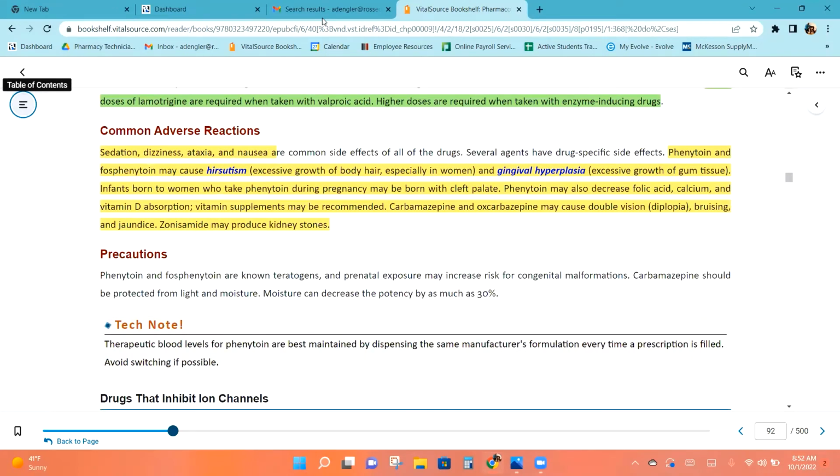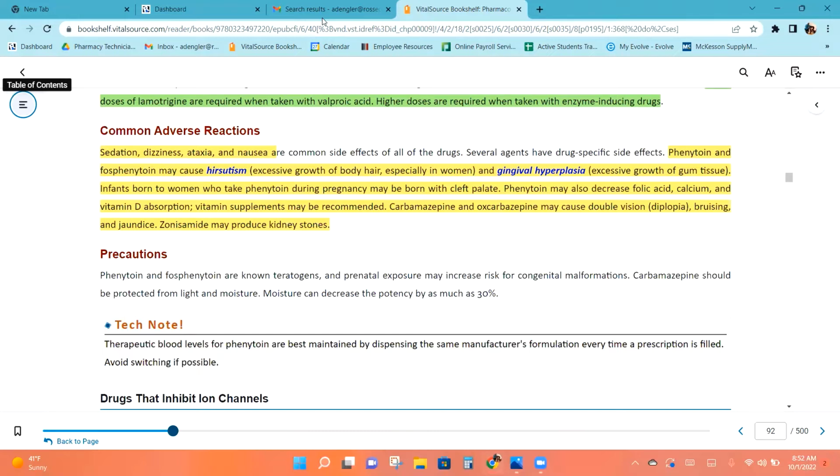Sedation, dizziness, ataxia, and nausea are all common side effects of the drugs. Phenytoin and fosphenytoin may cause hirsutism, excessive growth of body hair, especially in women, and gingival hyperplasia, excessive growth of gum tissue. Infants born to women who take phenytoin during pregnancy may be born with a cleft palate.